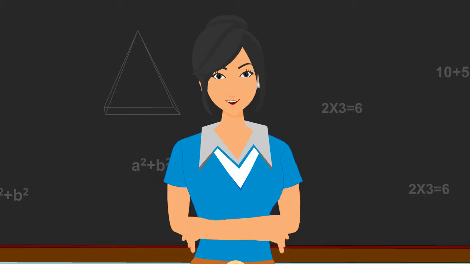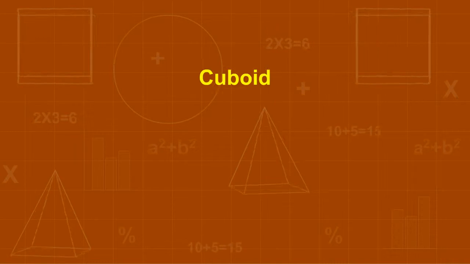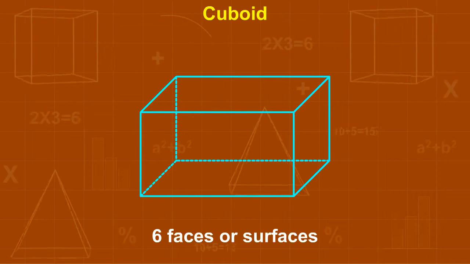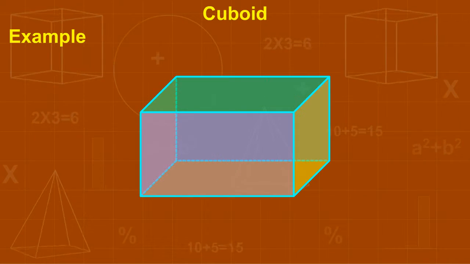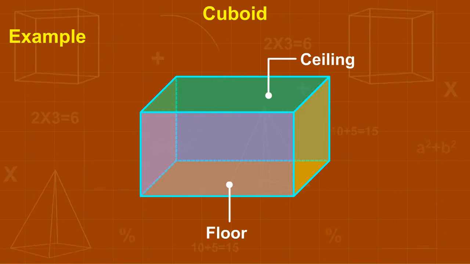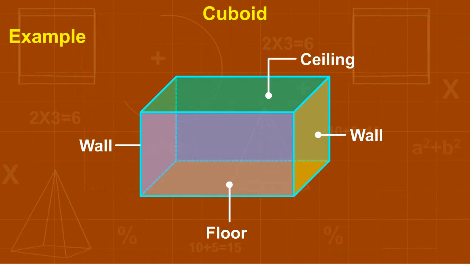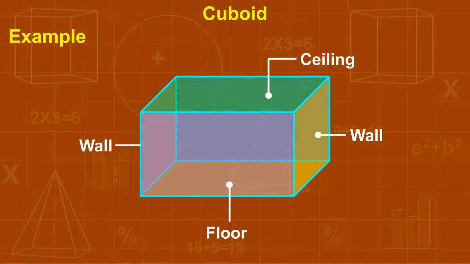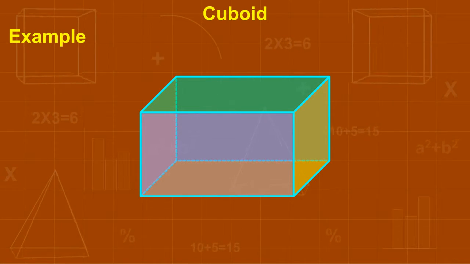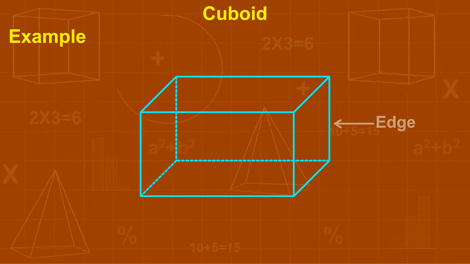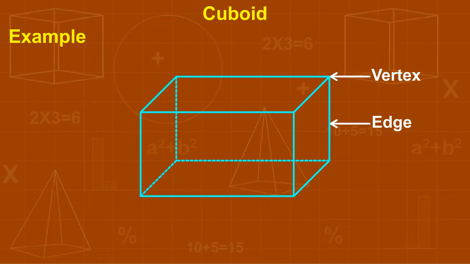We will start with cuboid. A cuboid has 6 faces or surfaces. For example, the floor and ceiling along with the surrounding walls of your room form the 6 surfaces. A cuboid is a 3-dimensional figure with rectilinear faces, 12 edges and 8 vertices.